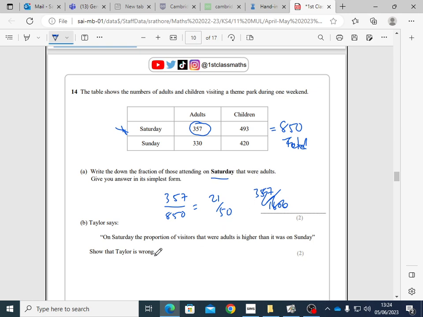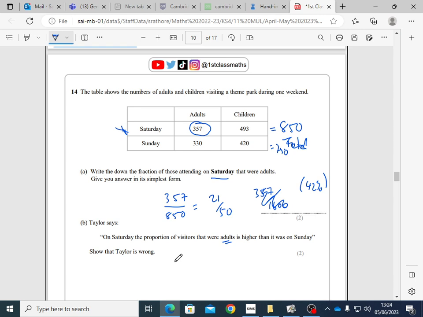Okay, good. Next one. Taylor says on Saturday the proportion of visitors that were adults is higher than the proportion on Sunday. Well, we already know that's 21 out of 50. If we change that into a percentage, what's that going to be? 42%. I'm just going to put it out there, that's 42%. Okay, I should have done that at the bottom. So let's do this one then. That plus that is going to be 750, yeah?